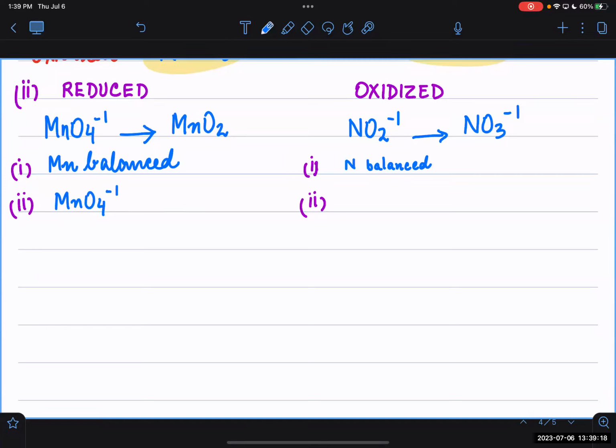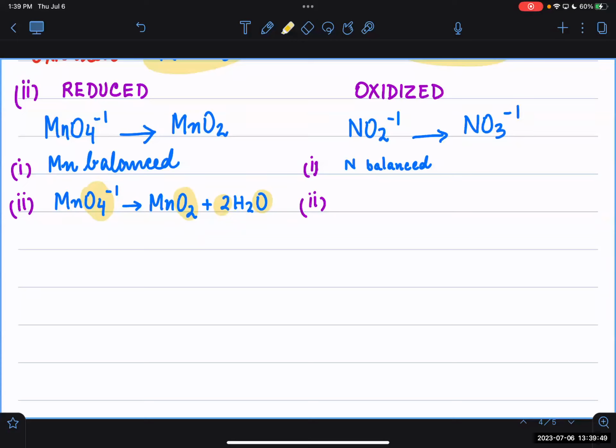MnO4 minus 1 gives you MnO2. How many waters will you add? 2. Why 2? 2 is correct, but why 2? Because the focus is on oxygen only. Don't think about hydrogen or anything at this stage. Right now we are only focusing on 4 oxygen. So 2 are coming from here and 2 will come from here. You get that? So don't think about hydrogen at this stage.